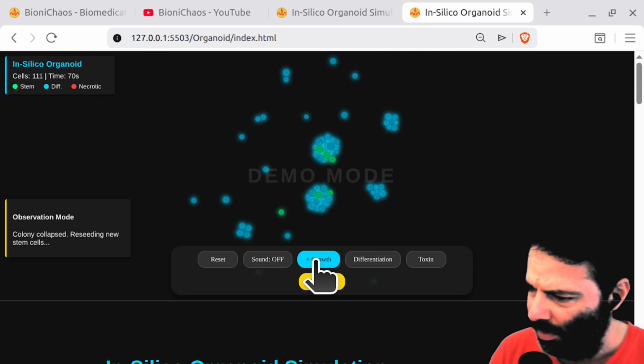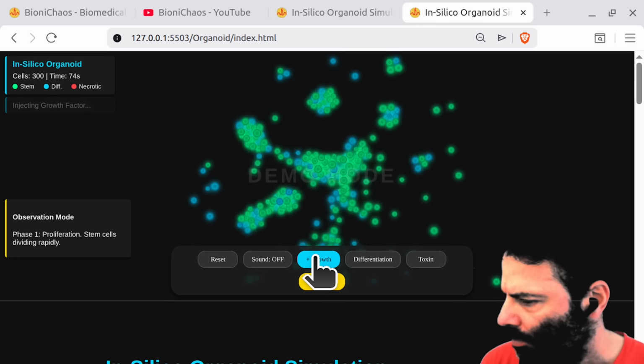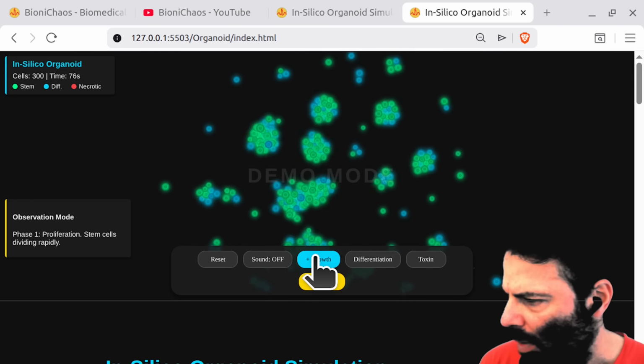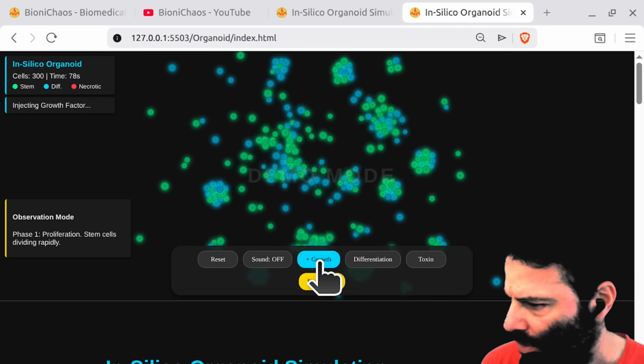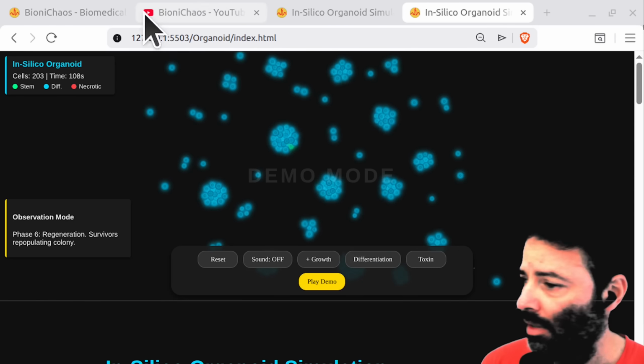I still don't understand why am I not able to inject growth factors if all the cells are in differentiation?